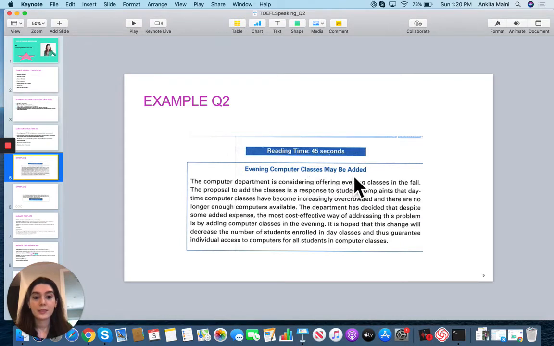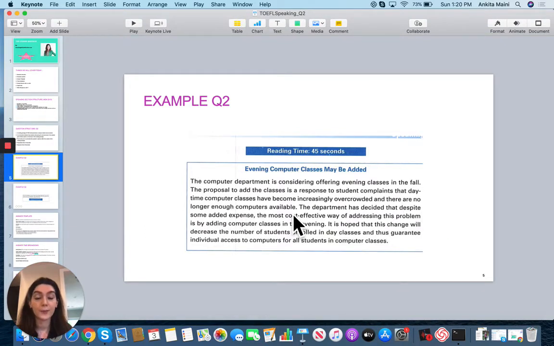Evening computer classes may be added. The computer department is considering offering evening classes in the fall. The proposal to add the classes is a response to student complaints that daytime computer classes have been increasingly overcrowded and there are no longer enough computers available.